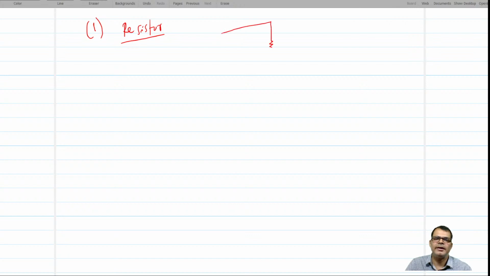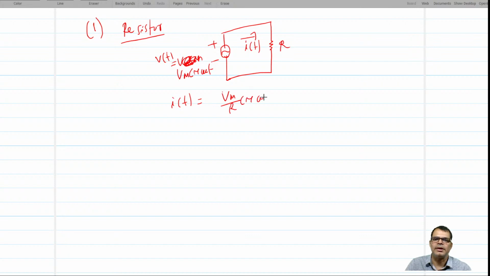You have a resistor of value R, you connect a source which is Vt equal to Vm cos omega t. I'll consider only cos omega t. So what will be the current? I of t is equal to V by R, so Vm upon R cos omega t.